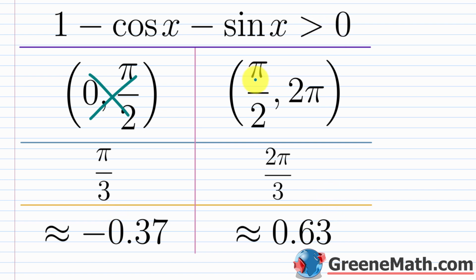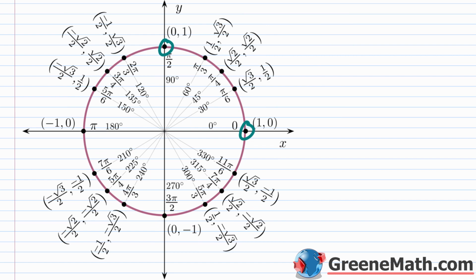Then in this interval between pi over 2 and 2 pi, I'm going to pick 2 pi over 3. You plug that in, you get about 0.63. So this is going to work. So if we want to write our solution, you can come back and say, okay, well, between pi over 2 and 2 pi, that is where it's going to work. So let's put that like that. And so essentially, because it's a strict inequality, we're not going to include either of those.